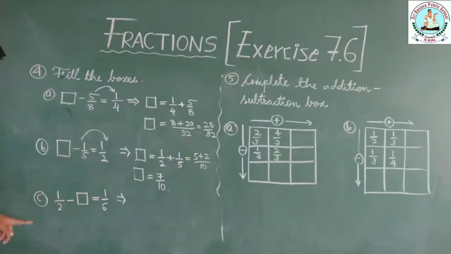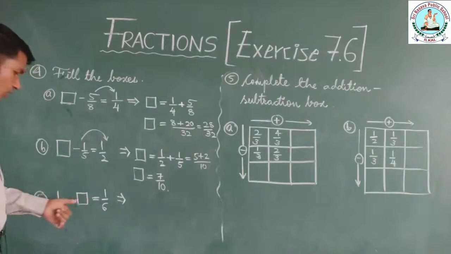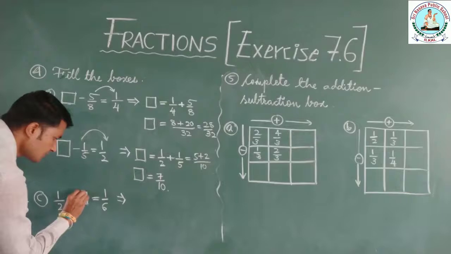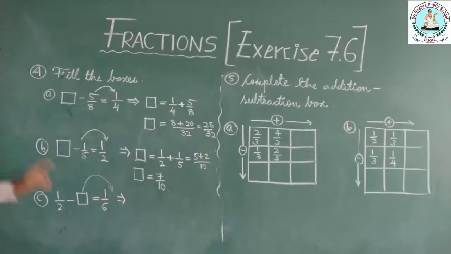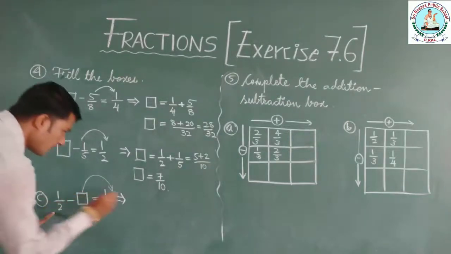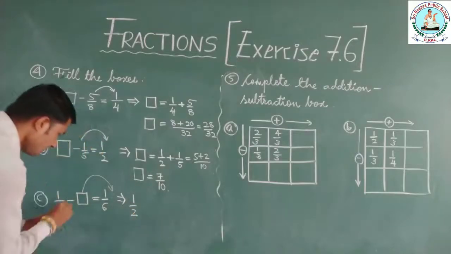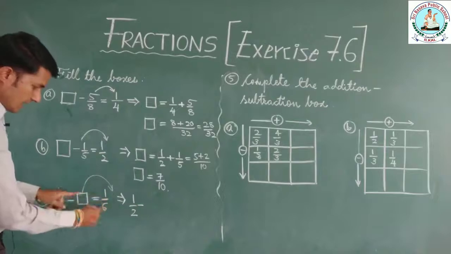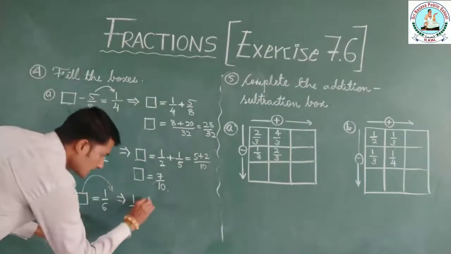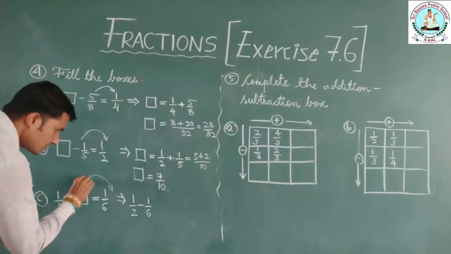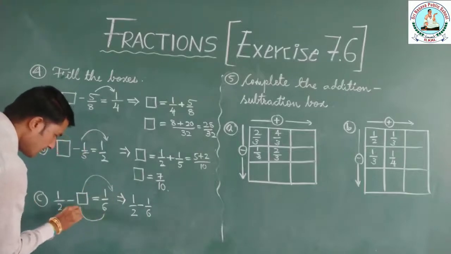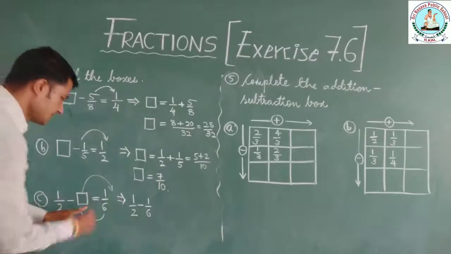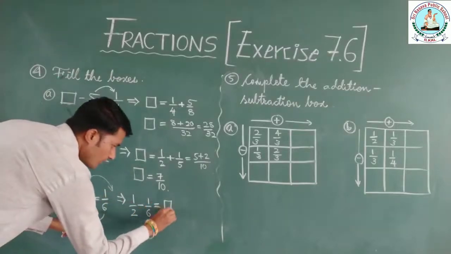Let's solve this one. So here you have to transpose not the number, you have to transpose the box this time. So transpose this box towards this side. So when you transpose, what happens? Let's see here. 1 by 2 will remain as it is, minus will remain as it is, but the box goes here and 1 by 6 comes in place of the box. So in place of the box, minus 1 by 6. So it is equals box, right?